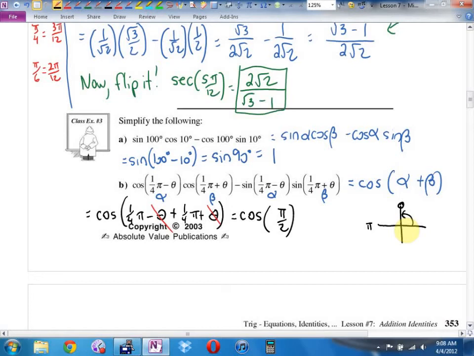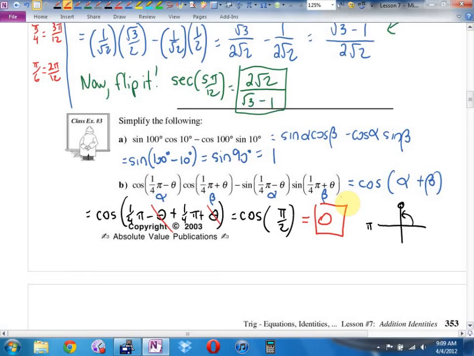Cosine was x over r, right? So it's your x coordinate. So if I'm straight up, what's my x coordinate? What's the cosine right here? Are you telling me that that whole monstrosity that we even had trouble reading, you mean everything has a 0?